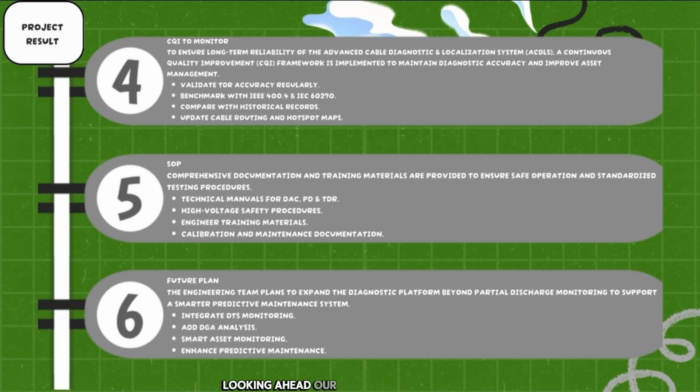Looking ahead, our engineering team plans to expand this diagnostic platform beyond partial discharge monitoring. We aim to integrate distributed temperature sensing, monitoring, and dissolved gas analysis to establish a truly comprehensive, smarter predictive maintenance framework for high value grid assets.